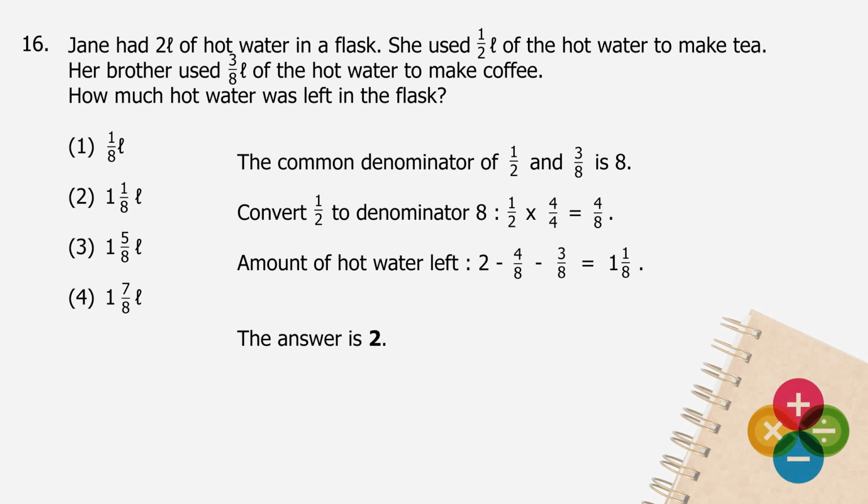The common denominator of 1/2 and 3/8 is 8. Convert 1/2 to denominator 8 will be multiply 1/2 by 4, and the product is 4/8. The amount of hot water left will be subtract 2 from 3/8 and from 4/8, and the difference is 1 and 1/8. The answer is 2.